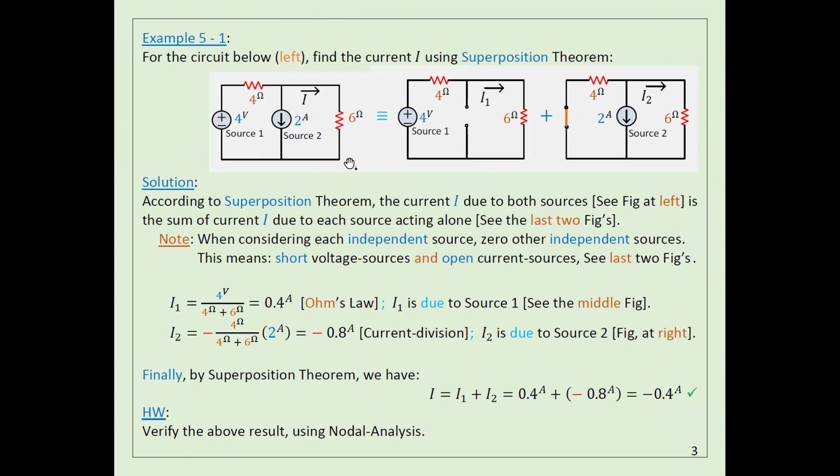This is what you have to decide, which one to use. I just teach different approaches. Maybe chapter 4 can be easier than using superposition, maybe. It depends on the case. Anyway, what we did here: you keep one source and cancel the other source, so you have one circuit, then keep the second one. If you have, for example, four independent sources, in this case I should have four circuits. And then I need to get the current or the voltage because of each one of them, and then I add them together.